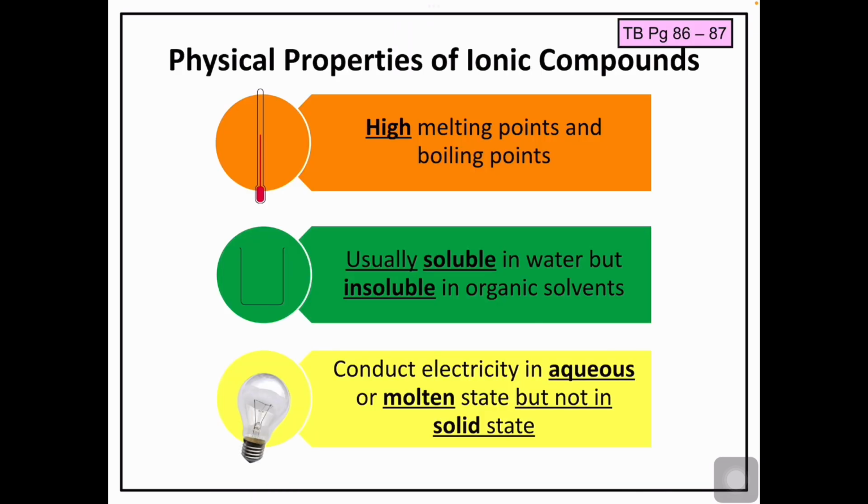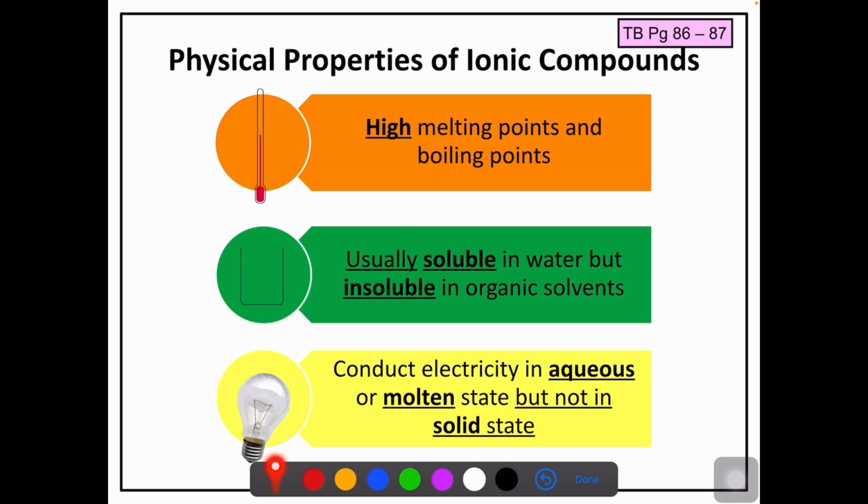So in summary, what have we talked about so far? There are 3 key properties that you must know about ionic compounds, very important. 1 is the high melting point and boiling point. 2 is that they are usually soluble in water, but insoluble in organic solvent. And last is that they can conduct electricity in aqueous or molten state, but not in solid state.